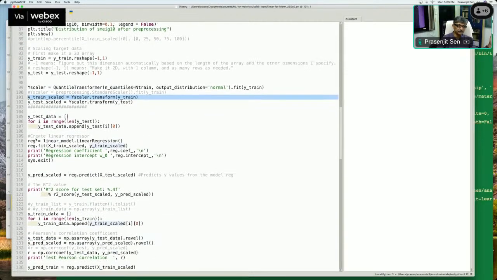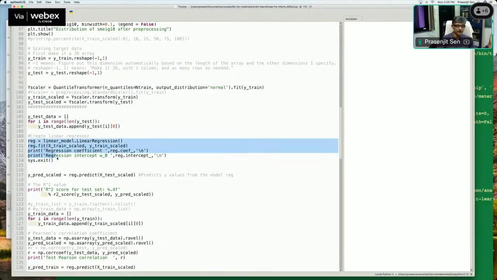And finally here we get to creating the linear regression. So this part just creates the linear regression. The first line here, linear model, linear regression, is fit using X train scaled, so the scaled training features, and the scaled target values. And after the training, we will write out the regression coefficients and the regression intercept.